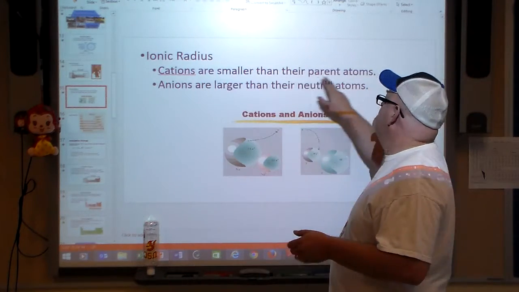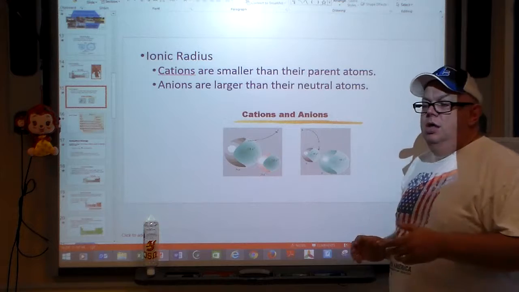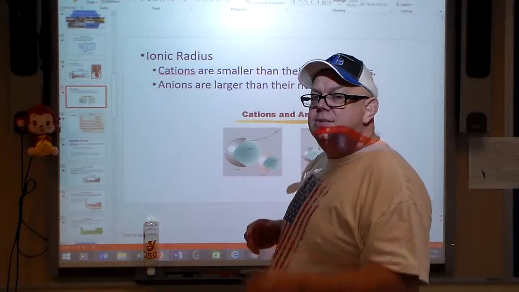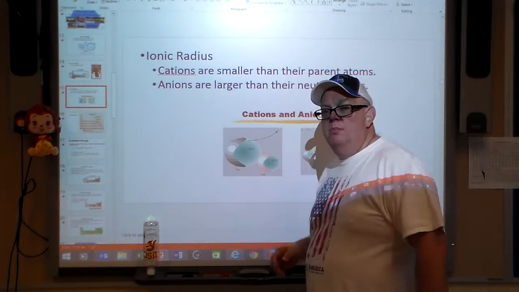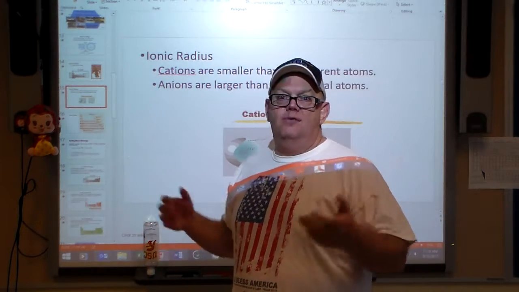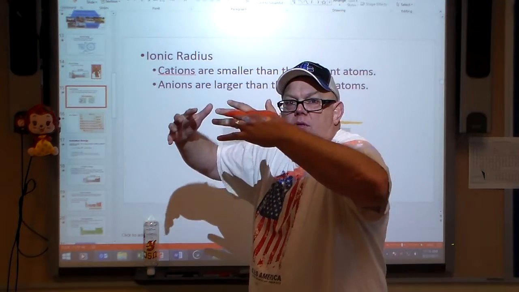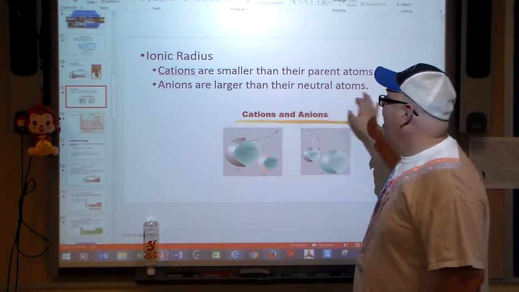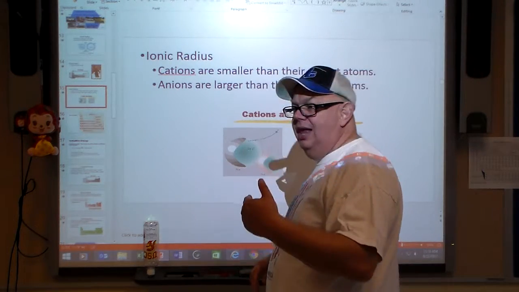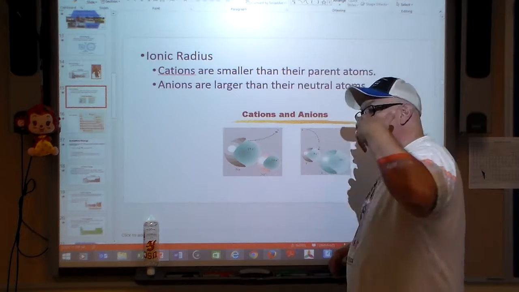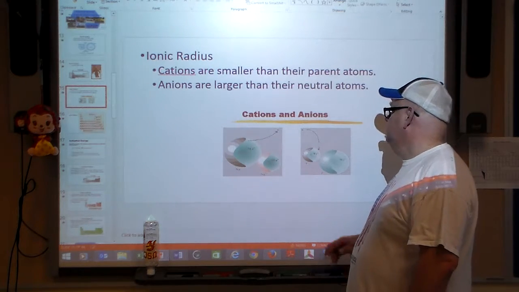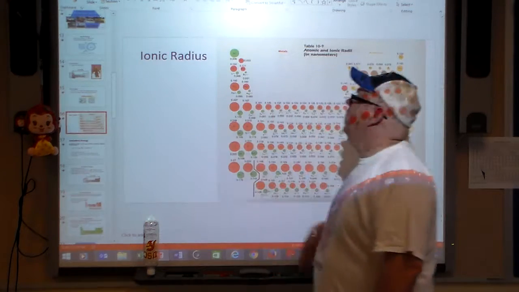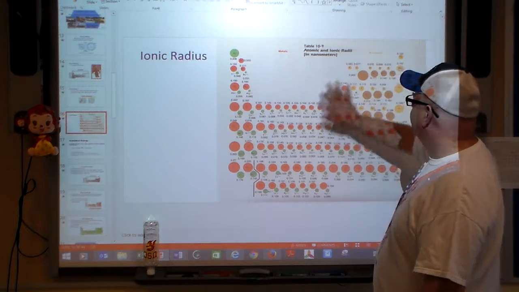Well, cations are smaller than their parent atoms. If an atom drops an electron, it gets a little bit smaller and it has a positive charge. Well, how come? That's because the electron took off, and now the thing shrinks a little bit because of that. Anions are the opposite. If they pick up an electron, they end up getting bigger as a result. So that's when you look at cations versus anions, and that's when you get into ion or ionic radius here.